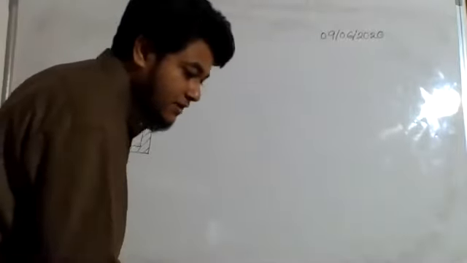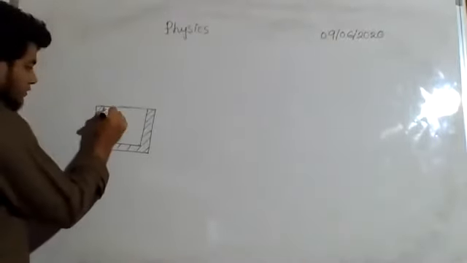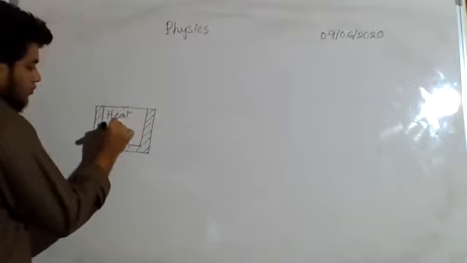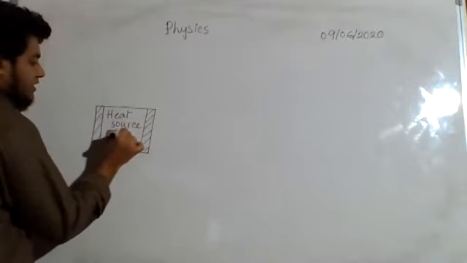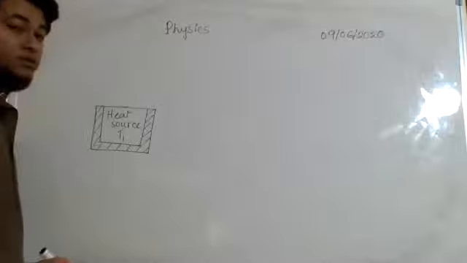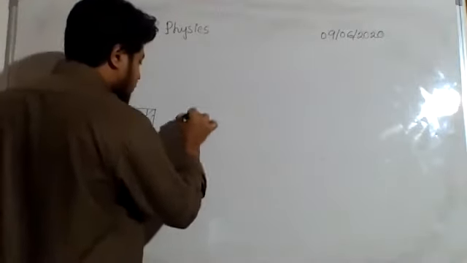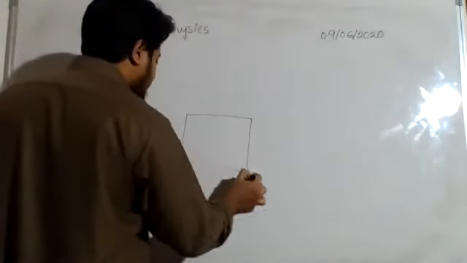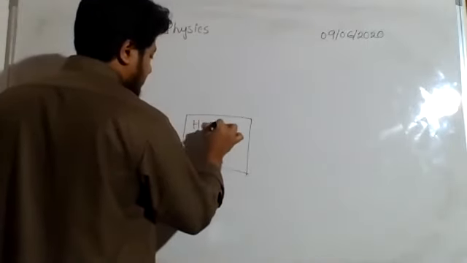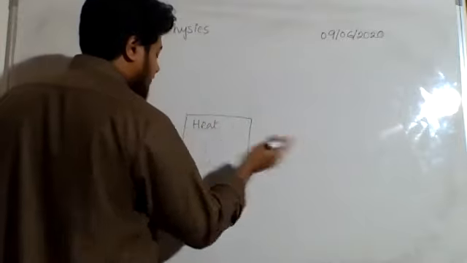So as it is given, this is the heat source. Definitely it must be at a higher temperature, which we consider to be T1. Okay. Then there is a heat insulating material. Heat insulating material means this prevents the transfer of heat.